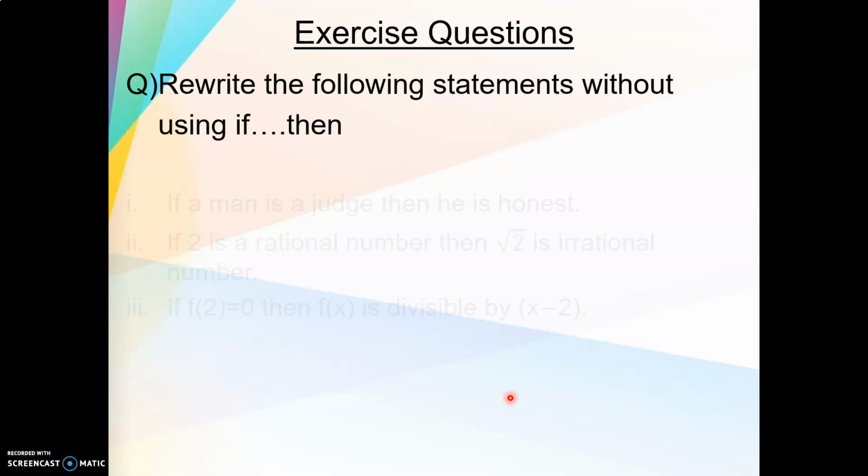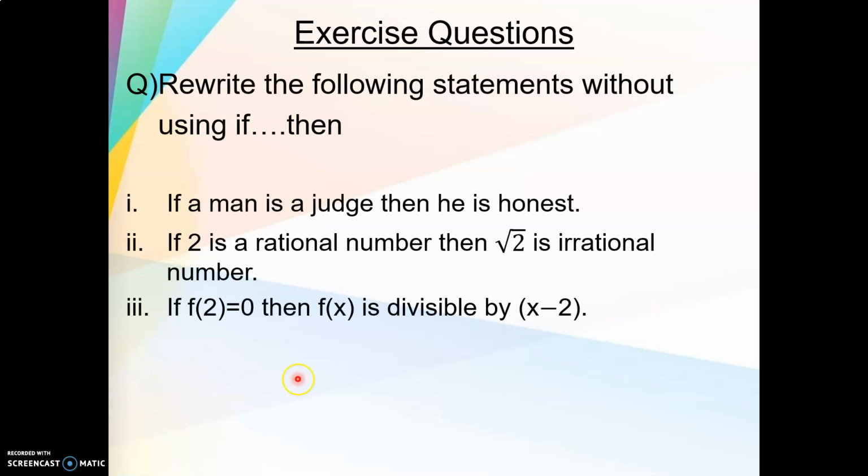Now some exercise questions are given to you. Without using if then, you have to rewrite these sentences.